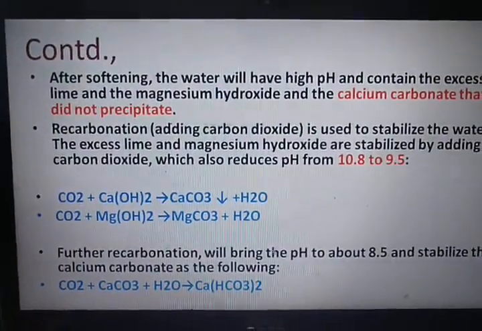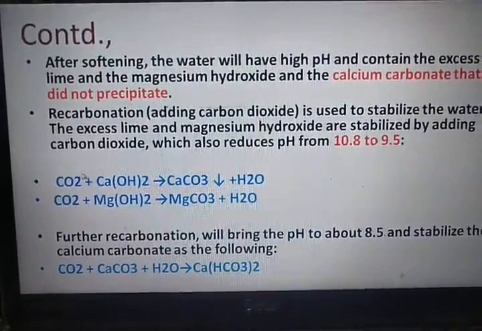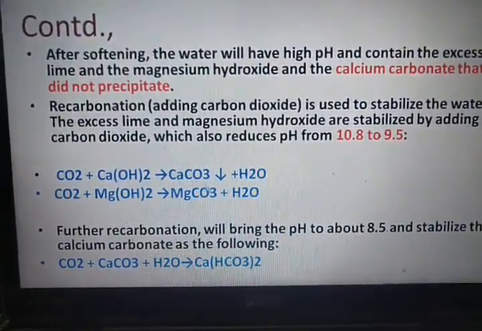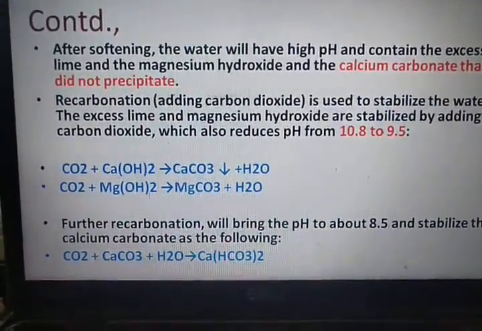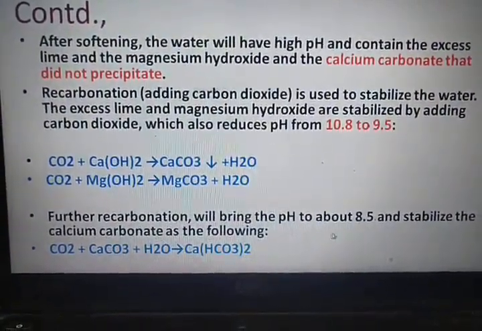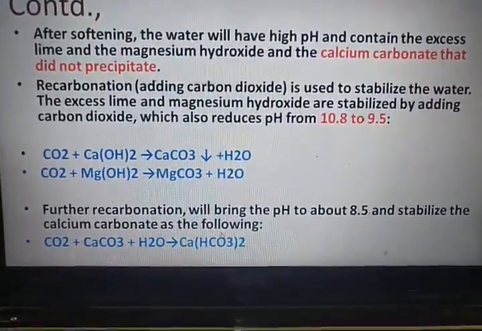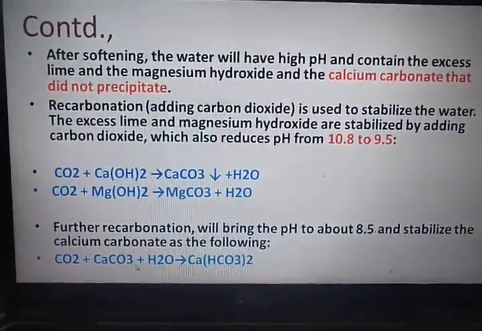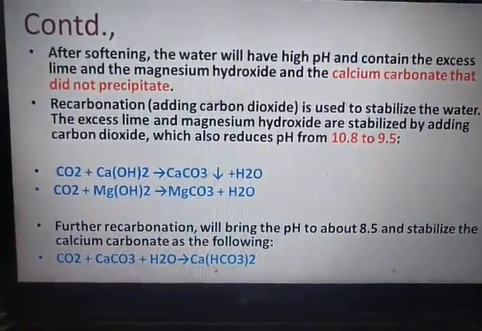This is what recarbonation is: the calcium and magnesium hydroxide mixes with the carbon dioxide to precipitate the calcium carbonate plus water. And you will get the magnesium carbonate in this case, along with the water. Further recarbonation will bring the pH to about 8.5 and stabilize the calcium carbonate as follows: carbon dioxide plus calcium carbonate along with the water gives calcium bicarbonate.